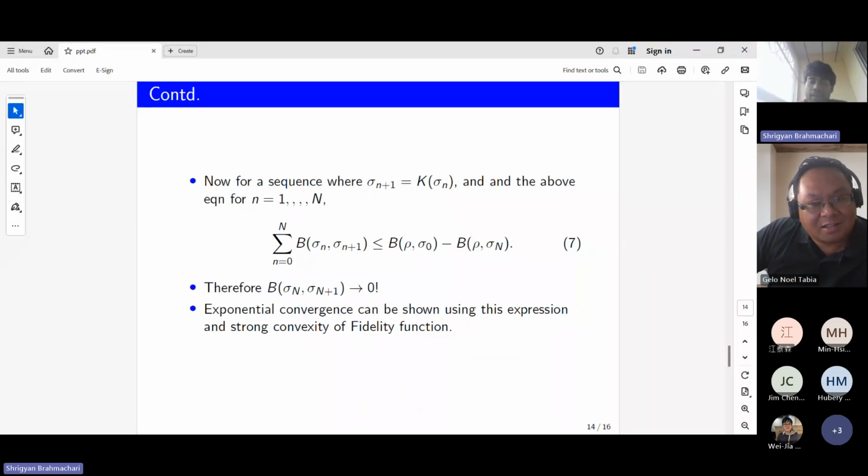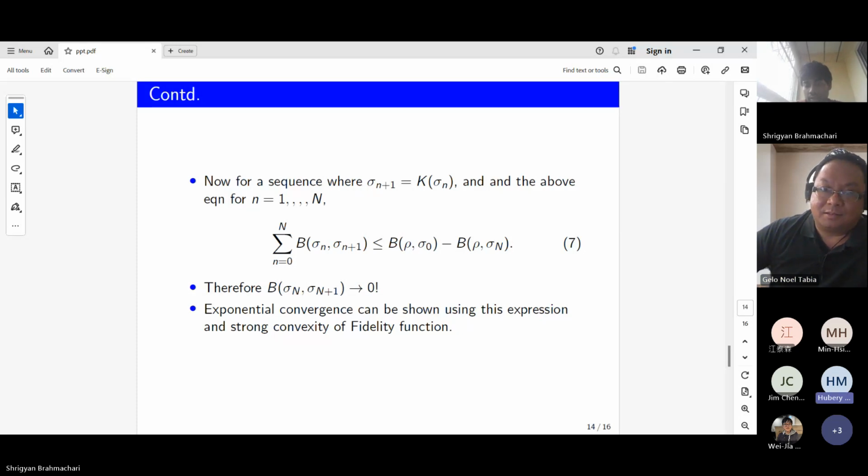No, that's not what I'm saying actually. I'm saying that any summation from 0 to n on the left-hand side is always upper bounded by, let's just say, rho comma sigma 0, right? So you have a series whose summation is always upper bounded. Therefore, at some point, the quantity which you're adding should tend to 0. Otherwise, it will just blow up, right? Okay. Yeah, that's the logic.